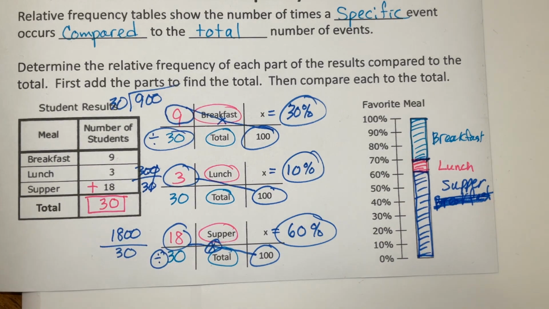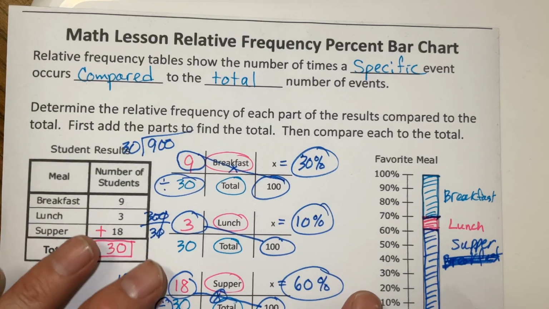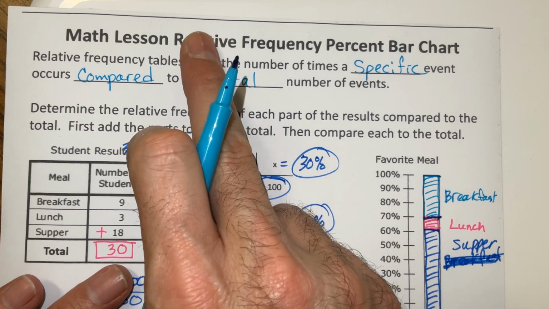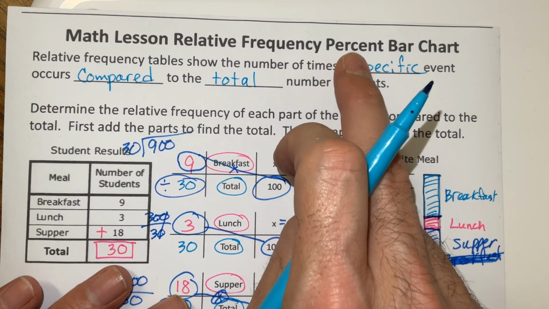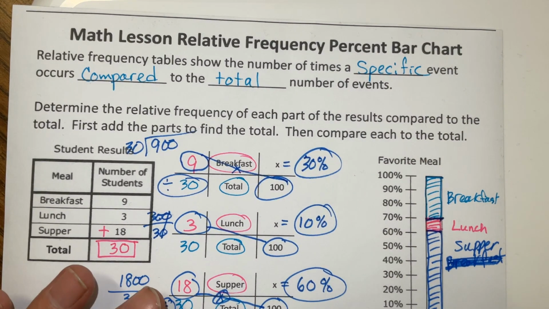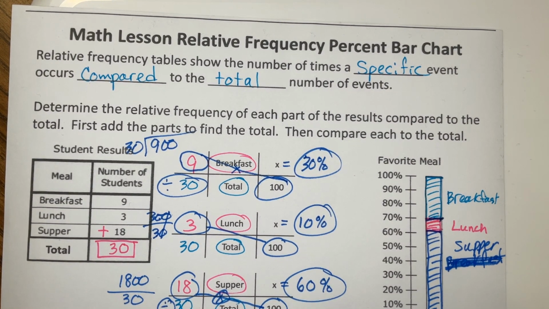Thank you for joining me with the almost mistake-free lesson on relative frequency, where we take our relative frequencies and turn them into percents to make a percent bar chart. So let's glue this into your journal, but keep it open. It is the first question when we get to the mastery practice.